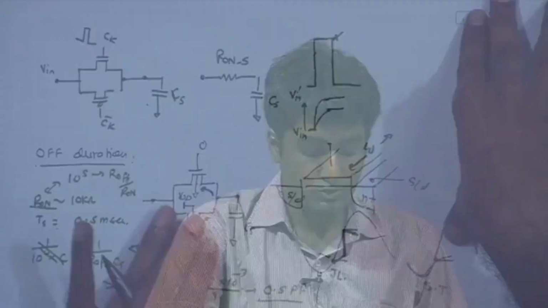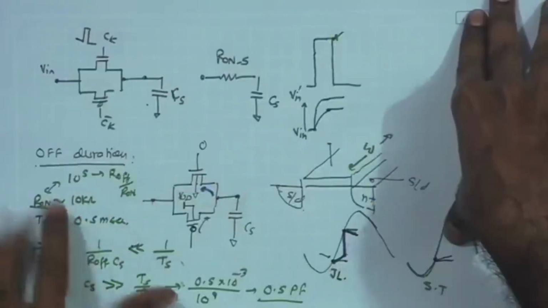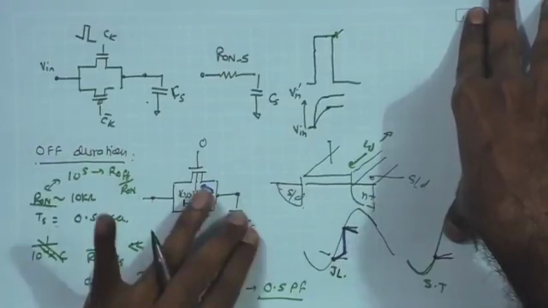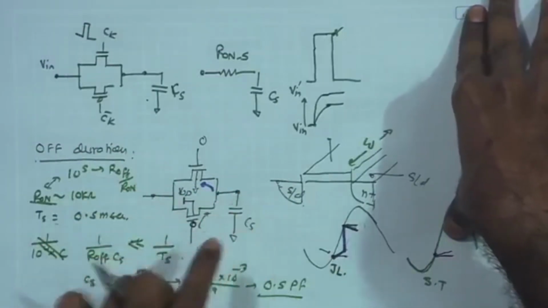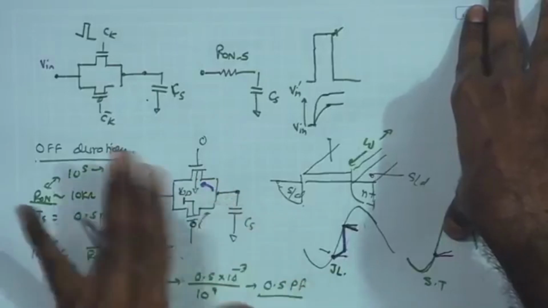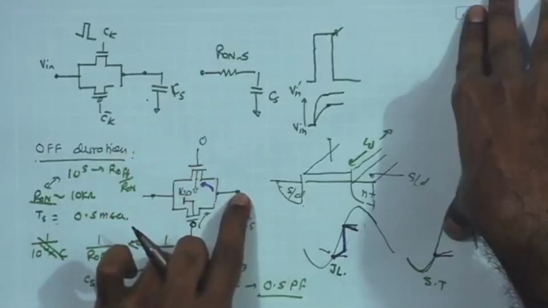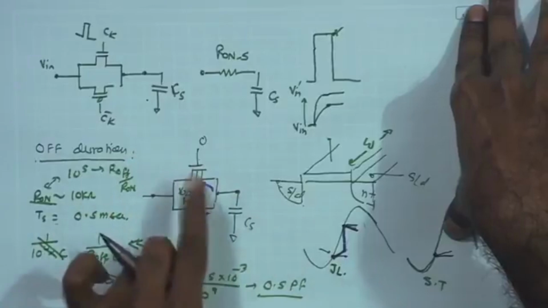Welcome back, and let us resume our discussion on sampling. Last module we discussed the leakage issue with the switch, and we looked into the R off and CS combination, which is ultimately going to determine the size of the CS. What is the minimum value of the CS required to successfully store the sample data over the entire duration?